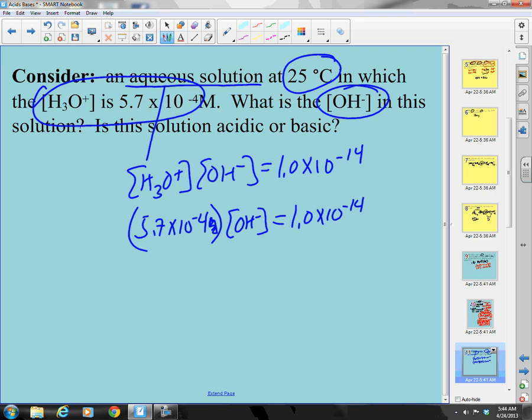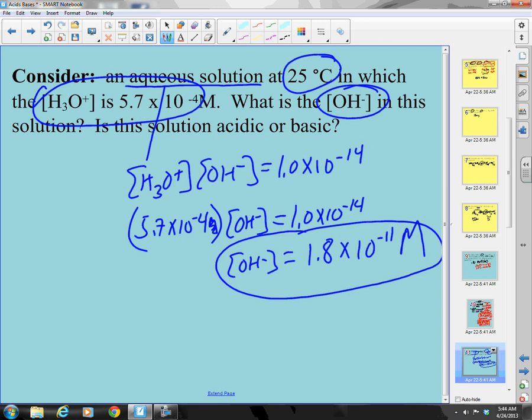Let me get out my handy dandy TI-30XA. Not quite as nice as my old HP12C. 1.0 times 10 to the minus 14th divided by 5.7 times 10 to the minus 4th. But it works very well, and I get my hydroxide concentration equal to 1.75, but rounded to 2 sig figs, 1.8 times 10 to the minus 11th. Woohoo! Molar. That is my hydroxide concentration. Is this acidic, basic, or neutral?